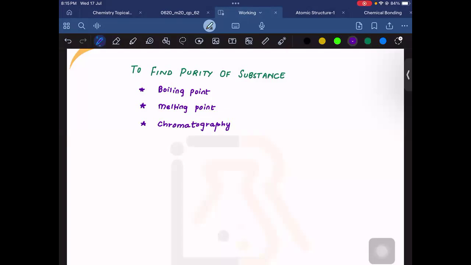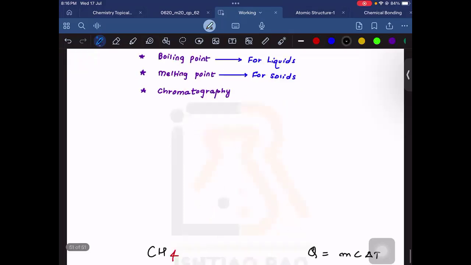So boiling point is specific for liquids, if you are going to tell the purity of a liquid. Or melting point is for solids.